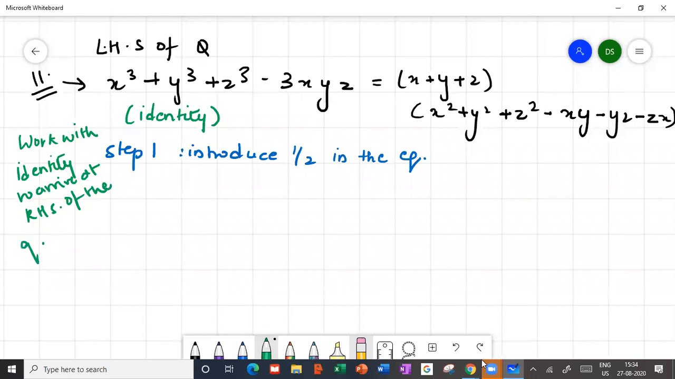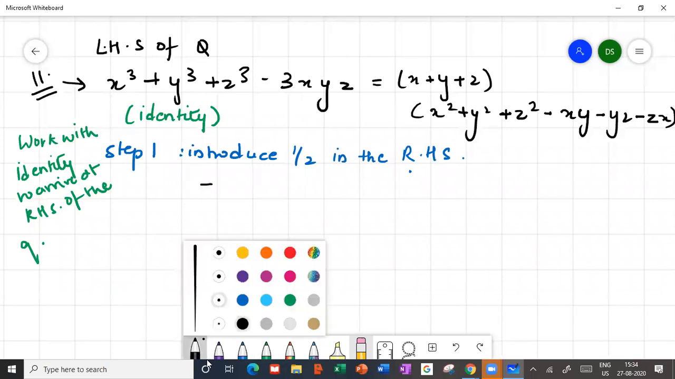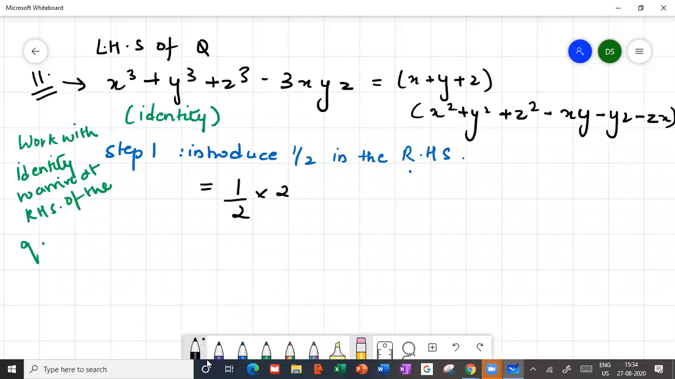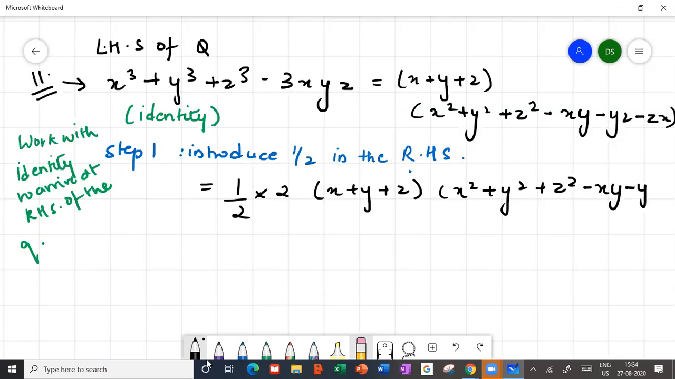question. Cool. Okay, step 1 is I'm going to introduce half in the RHS. How do I introduce half? Like I said, multiply and divide. So x plus y plus z, x square plus y square plus z square minus xy minus yz minus zx. Okay, now multiply the 2 with the second bracket.